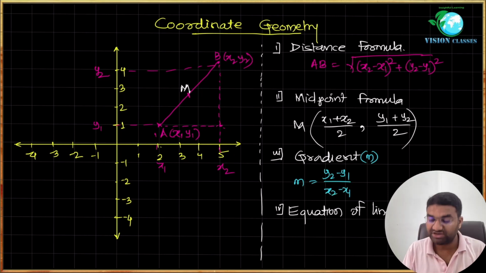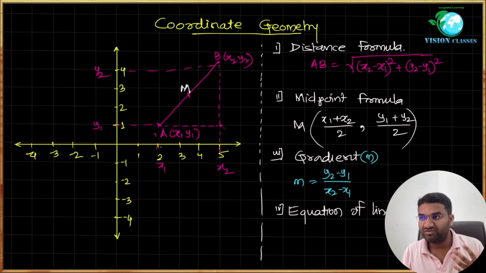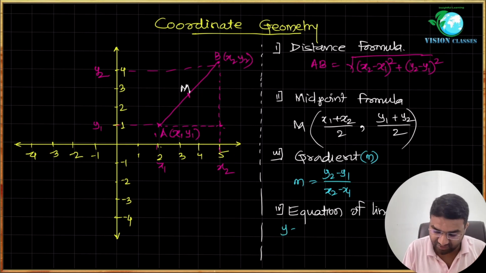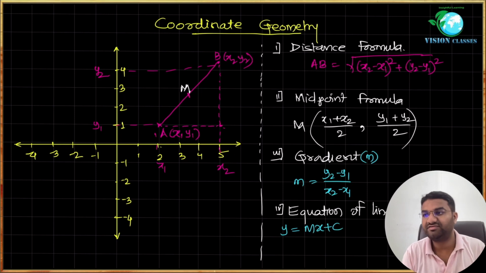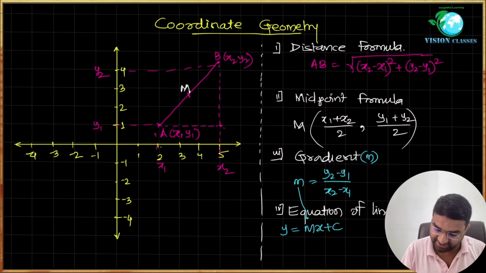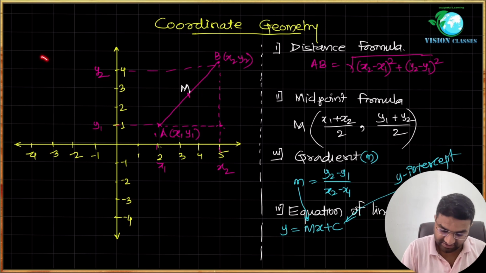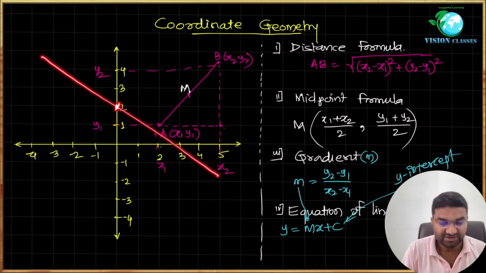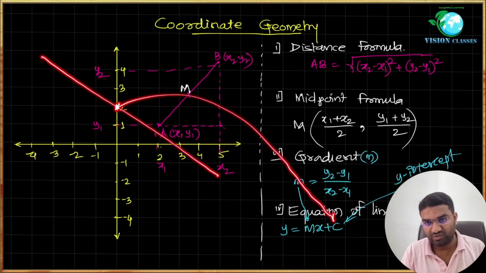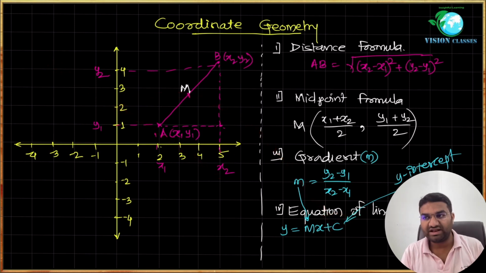And then we can use this gradient to find the equation of a line. y is equal to mx plus c, fine, where m is the gradient and c is the y-intercept. Suppose we have an equation which passes through 2 on the y-axis, so 2 will be the y-intercept, getting it? And we can calculate the gradient using y2 minus y1 upon x2 minus x1, all right.